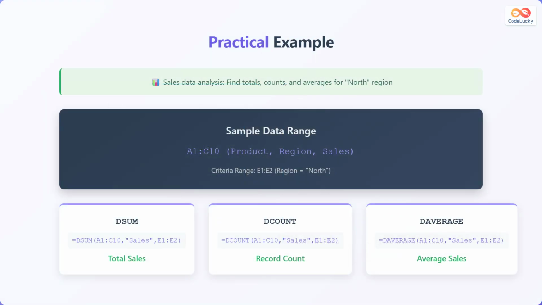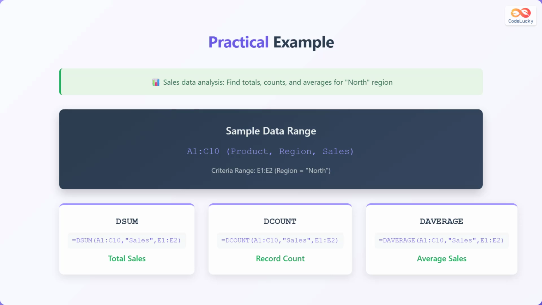Let's look at a practical example. Suppose you have sales data and want to find totals, counts, and averages for the North region. The sample data range is A1:C10, which includes product, region, and sales. Your criteria range is E1:E2, where region equals North.